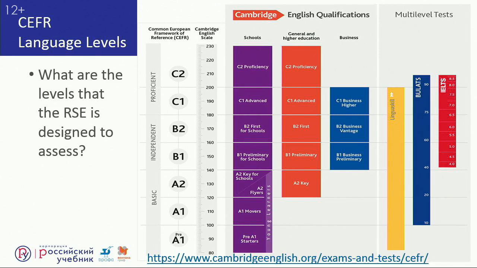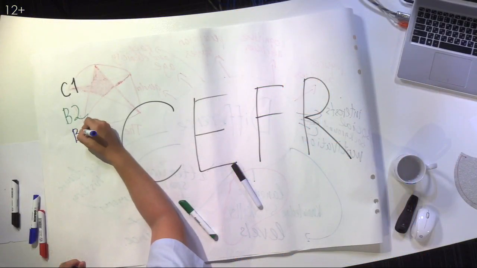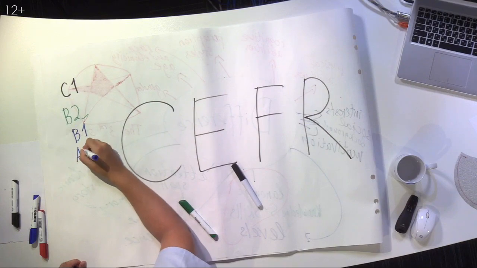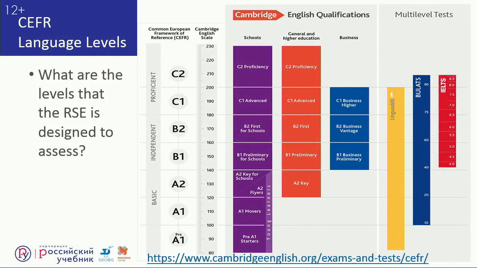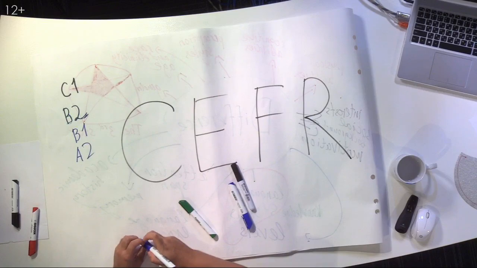Okay, A2, B1. Thank you, Victoria. Oh, I should change the color. Yeah, I only have 3 colors. That's the point, guys. I forgot to bring the right number of markers into the classroom myself. B2, B1, A2. Nobody's saying A1, nobody's saying C2.